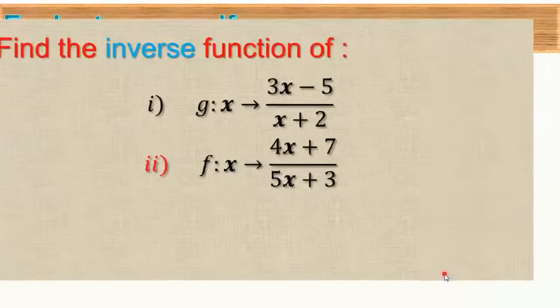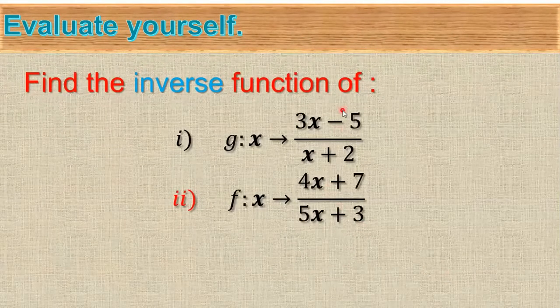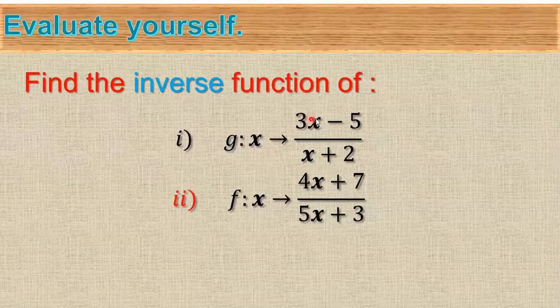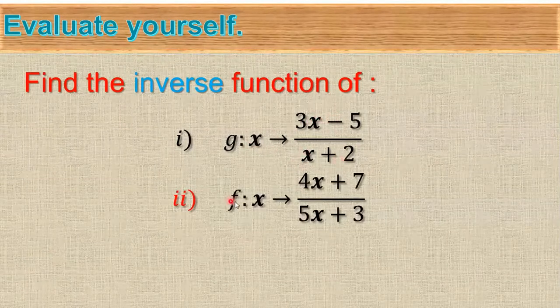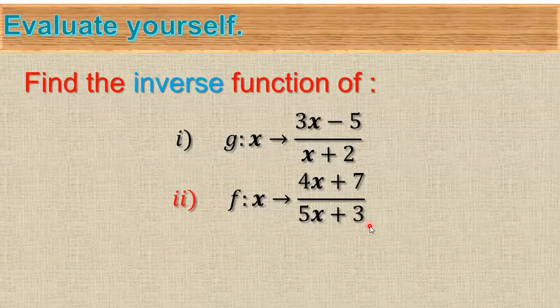Okay, so it's your turn. Now you can evaluate yourself, find the inverse of the given functions. You have gx equals 3x minus 5 by x plus 2, fx equals 4x plus 7 by 5x plus 3. So let's try and solve it, and please try yourself.